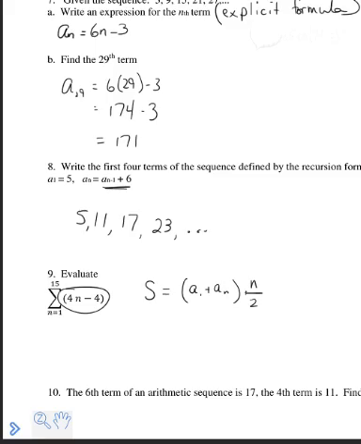So in this case, we're adding 15 terms, so n equals 15. In order to get the first term and the last term that's being added together, we have to use the explicit formula here, 4n minus 4. So to get the first term, you let n equal 1. 4 times 1 is 4. 4 minus 4 is 0. So the first term is 0.